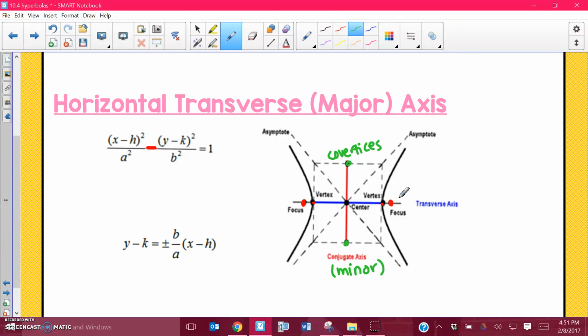They also have asymptotes. My graph is trying to approach those asymptotes, but it just can't get there. And those asymptotes are always going to have this slope. If you notice, the b is underneath the y, the a is underneath the x. So rise over run lets me know that that's the slope, and it's plus or minus that. This is how you'd find the equation of the asymptote. This is the actual slope of the asymptote.